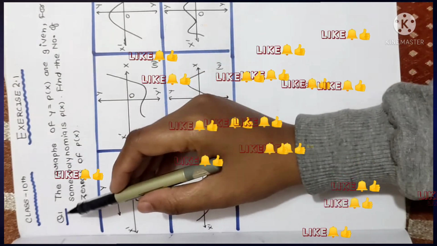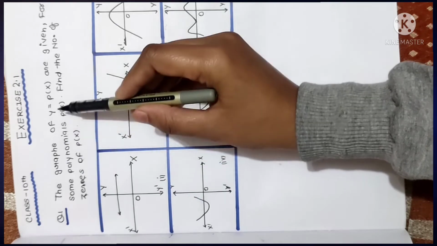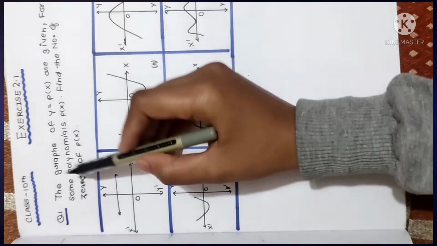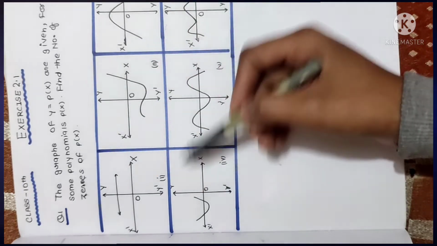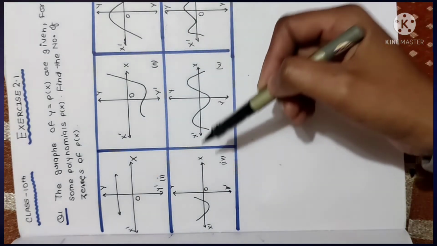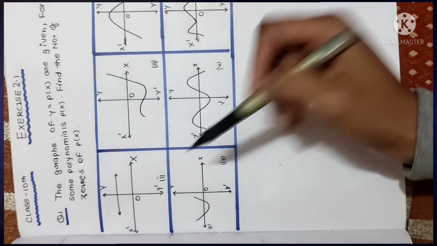So today we are going to do question number 1 of exercise 2.1. This question is: the graph of y equals p(x) is given for some polynomial p(x). Find the number of zeros of p(x). So here you are given 6 graphs, and you just have to look at the graph and tell how many zeros it has.